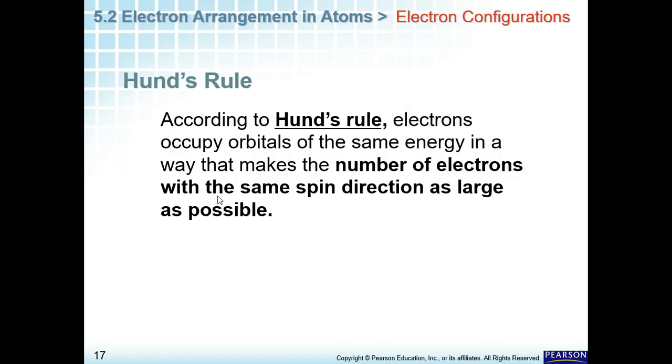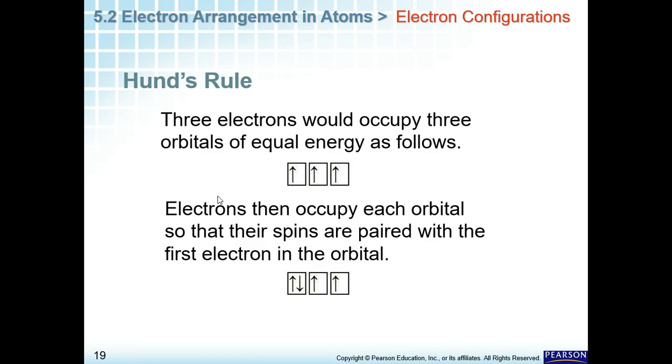The third rule is the rule that people usually mess up the most. So this is called Hund's rule. And this is saying that when electrons occupy orbitals of the same energy, they are going to make the number of electrons with the same spin direction as large as possible. So let me kind of explain this and make sure that if you have questions you're asking. Say that I wanted to place 4 electrons within a 2p energy level.